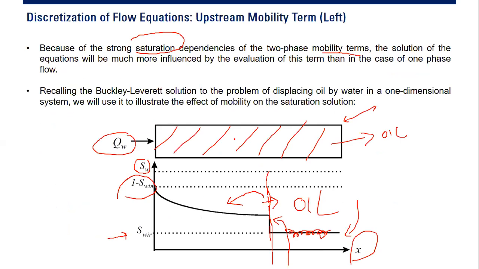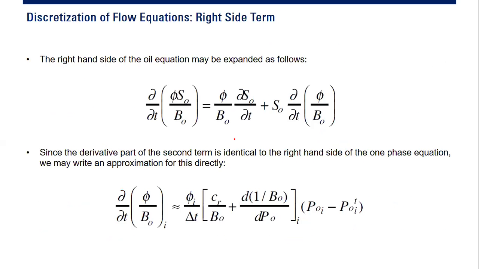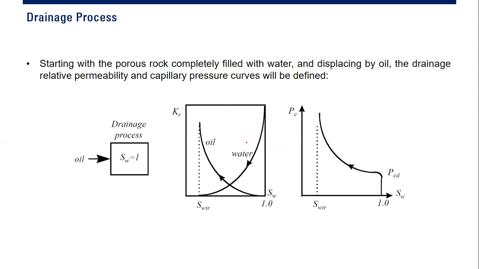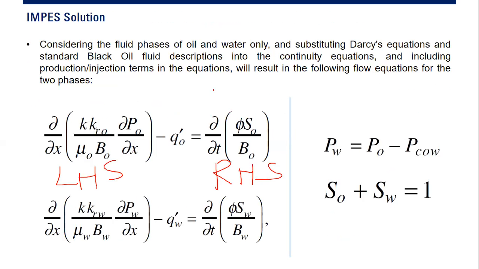All right, we continue to the right side. The right-hand side of the oil equation may be expanded as follows. Allow me to go back first. The right-hand side is this: d/dt of porosity times oil saturation divided by oil formation volume factor for oil, and for water, it's like this.